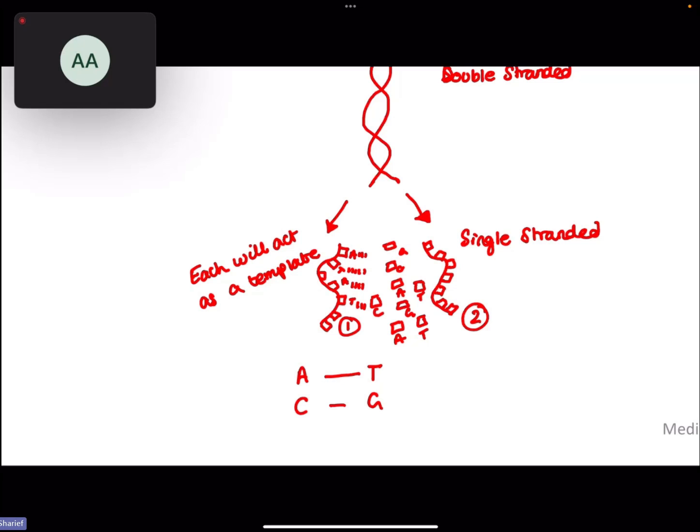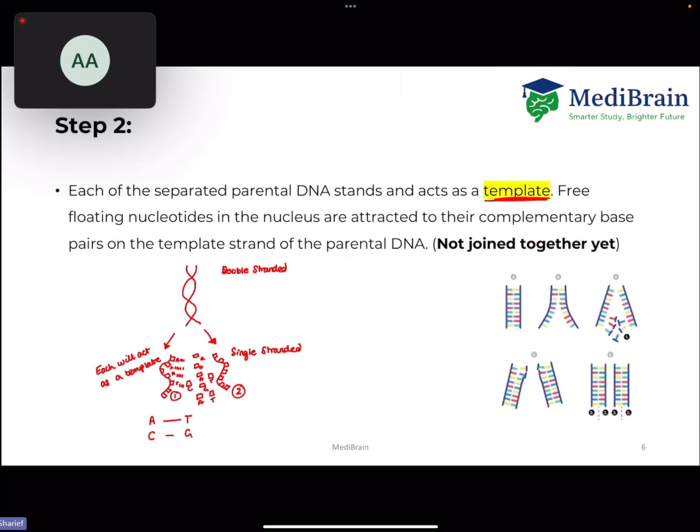Okay, so that's basically the process that it follows. And if you wanted the information or an answer that you need, it would be this. Each of the separated parental DNA strands acts as a template. So the double-stranded DNA has become single-stranded, and the single-stranded DNA is acting as a template.